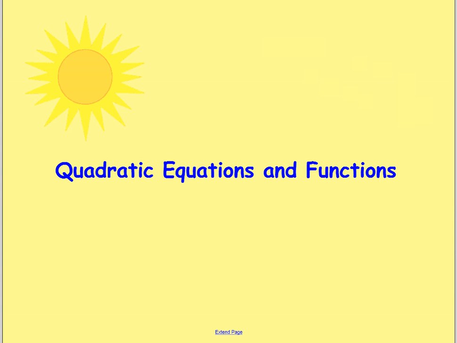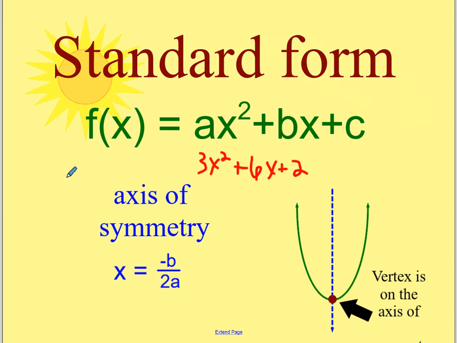All right, welcome to the lesson on graphing quadratic equations and functions. So when we are graphing quadratic equations, we are typically looking at equations that are in this standard form, which is f of x equals ax squared plus bx plus c, where you are given, for example, here I have 3x squared plus 6x plus 2. You may recognize this format from when we factored and FOILed things in the last section.